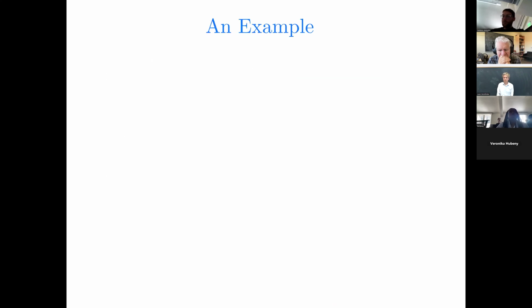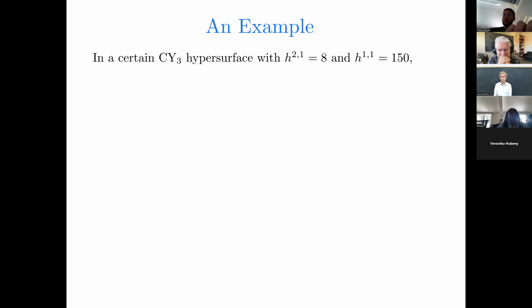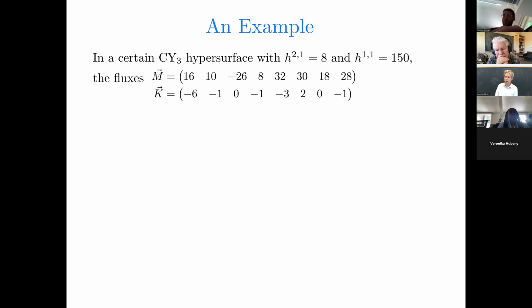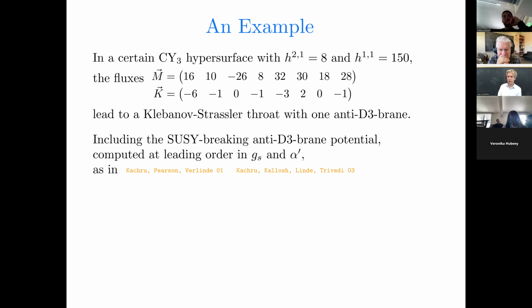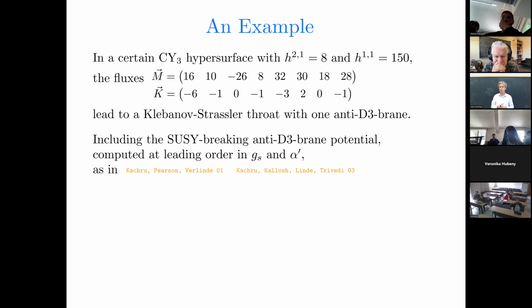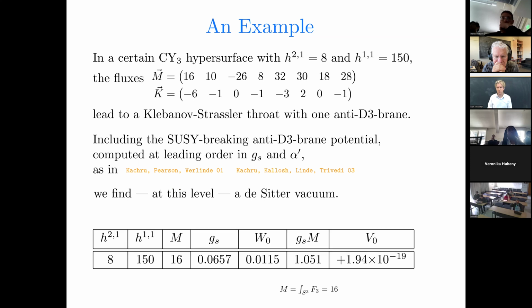So let's look at an example so we can get a sense of how good or bad these things are. There's a particular Calabi-Yau threefold hypersurface with 8 complex structure moduli and 150 Kähler moduli, where if you pick these fluxes, so M are the fluxes of F3 and K are the fluxes of H3, the RR and NS three forms respectively, if you pick them to be these lists of integers, then one finds that the compactification contains a Klebanov-Strassler throat that hosts a single anti-D3 brane. And if you include the supersymmetry-breaking anti-D3 brane potential, computed at leading order in g string and alpha prime, as in the classic works of Kachru, Linde, and Kachru, Kallosh, Linde, and Trivedi, then you find at this level a de Sitter vacuum with these parameters.